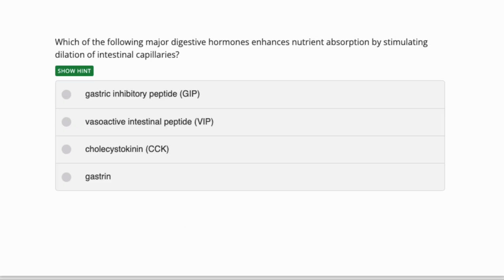And we'll end with one quick question here. Which of the following major digestive hormones enhances nutrient absorption by stimulating dilation of intestinal capillaries? Hopefully you remember that I said V stands for vascular or vasoactive intestinal peptides. So that is going to dilate our capillaries. And then you can think about what GIP does and CCK does and gastrin does as a way to self-assess what you've learned.